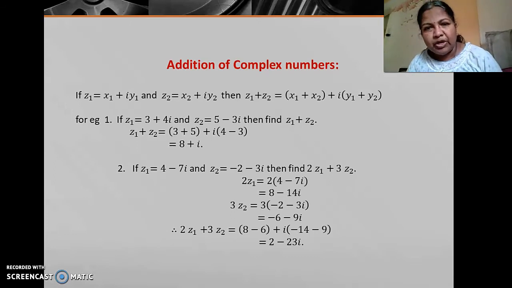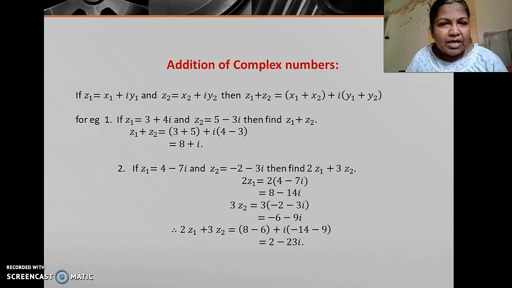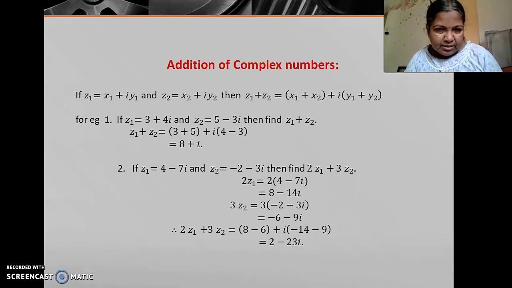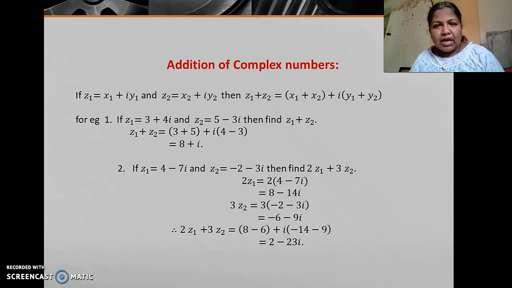So for example, suppose I have taken z1 as 3 plus 4i and z2 as 5 minus 3i. We have taken a negative value so that we understand what we will get if the value is negative. So z1 plus z2 is 3 plus 5, and 4 plus minus 3 times i. Therefore it is 3 plus 5, 8, plus 4 plus minus 3, which is plus 1, so plus 1i.